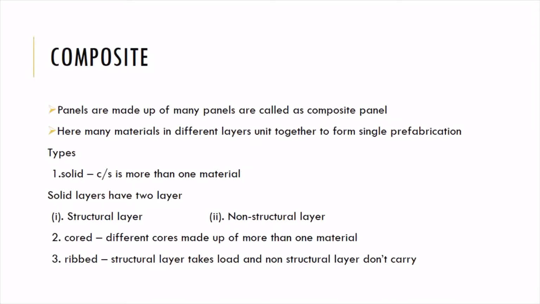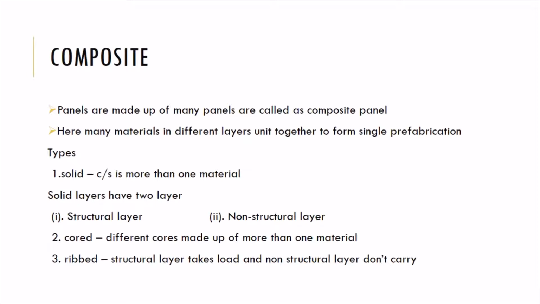Then we are moving on to the composite. Composite means we make the panels with more than one material. So it is a combined form. The best example for composite is wall panels. Wall panels are provided with an insulating layer, which will be present at the center of the wall panel. The outer and inner layers have different materials. The different materials are combined and formed as a single panel. So these are said to be composite panels.